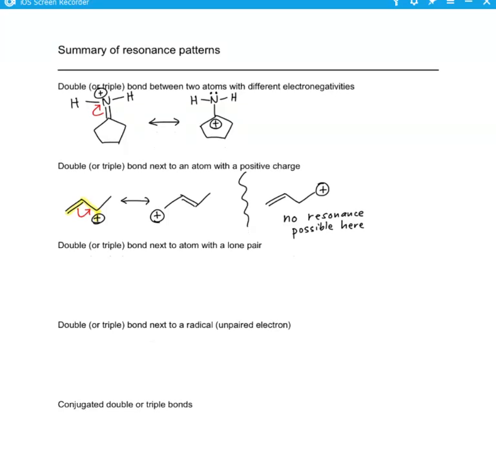A double or a triple bond next to an atom with a lone pair. So we saw this compound when we were talking about functional groups. This is phenol. Phenol exhibits this pattern. The oxygen has a lone pair, which we can push into a double bond, and then break two electrons out of the double bond next door and put them onto the carbon. That leaves us with a positive charge on the oxygen and a negative charge on the carbon.